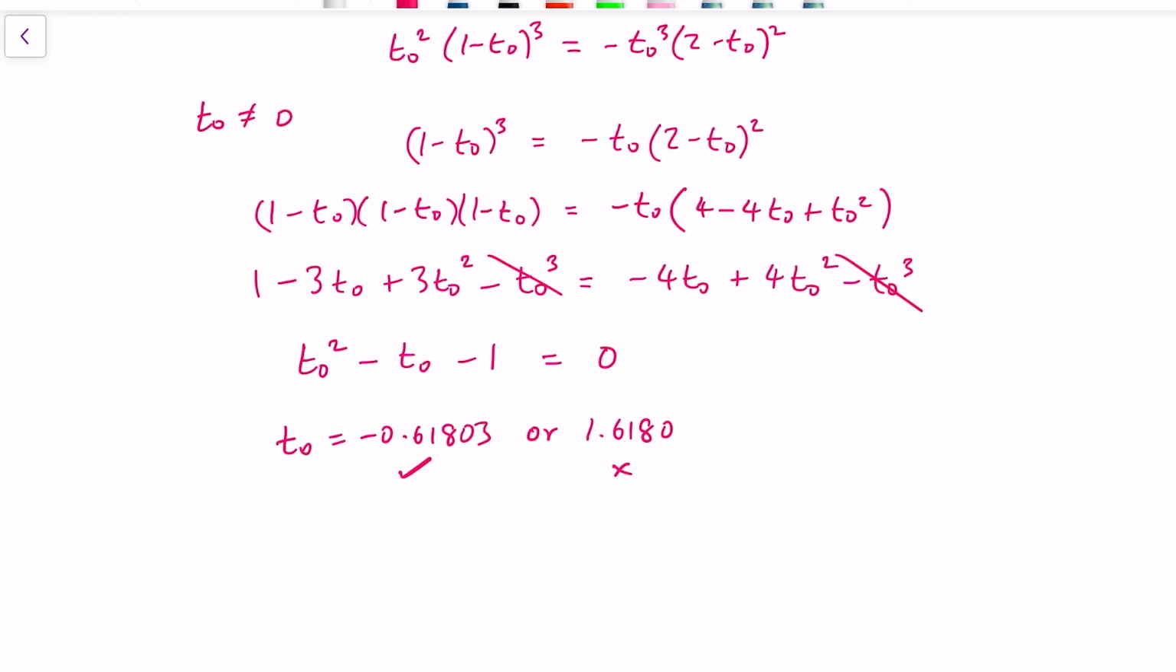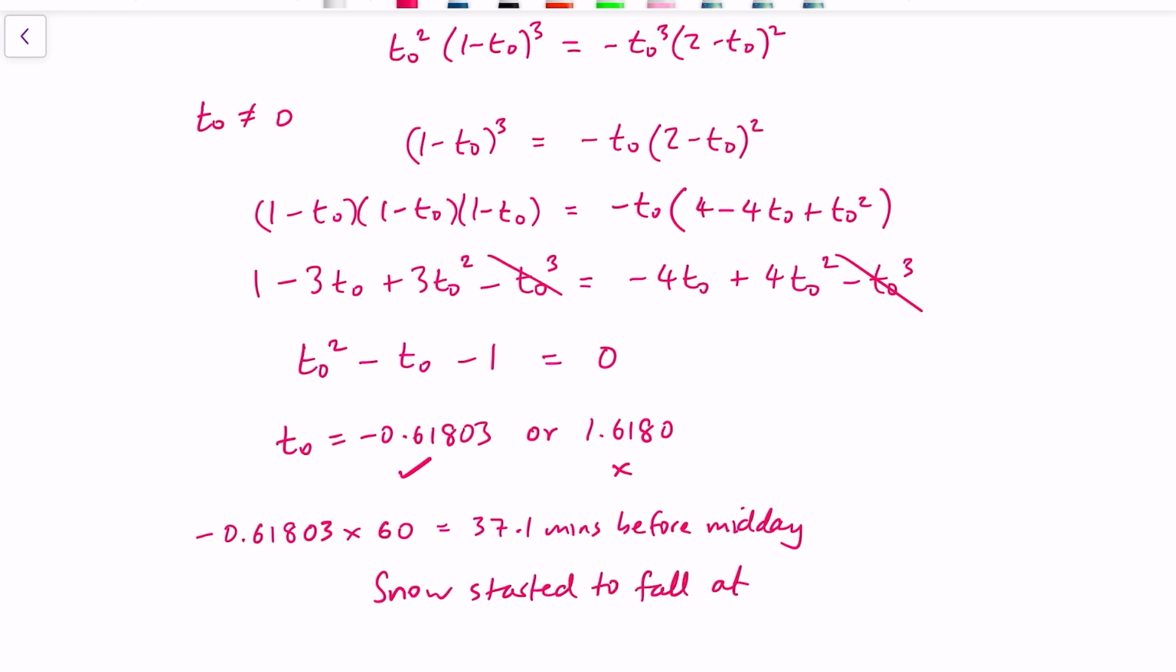And it's in hours, so minus 0.61803 times 60 is the number of minutes before midday, before the snowplow set off on its journey. It comes out to be around 37.1 minutes before midday. Okay, so in terms of the time it started to fall, the snow started to fall at 11:23 a.m.